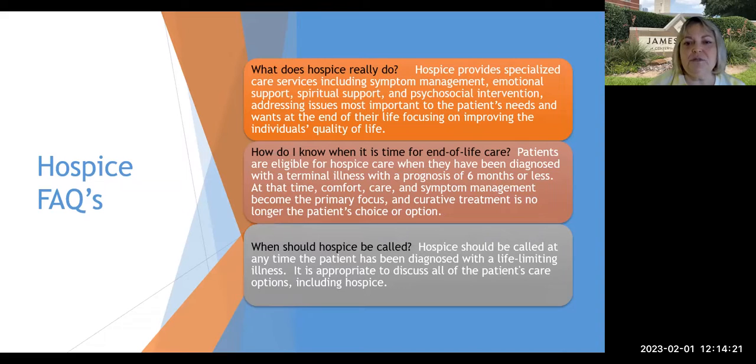What does hospice really do? And some of these we've answered, but I just want to touch on a few of these again, and I'm going to try to leave some time for questions. And if not, I will stay on for questions. What hospice is doing is they come in and they have this specialized team to help control symptoms. They are there for emotional support and spiritual support. They're there for psychosocial interventions. It's a holistic team. How do I know when it's time for end of life? Again, we've talked about whenever the medical team feels like they're 6 months or less.